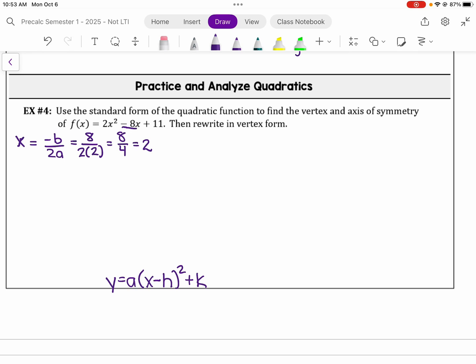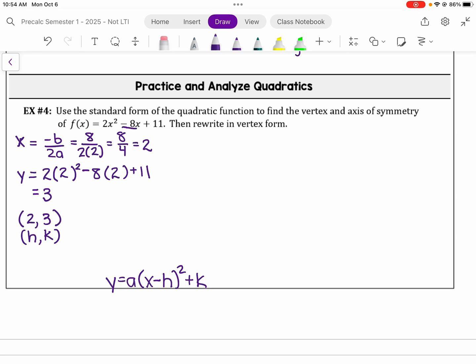All right, and then once I know an x value, I can find the y value by plugging it back in. So I have 2 times x squared minus 8 times x plus 11. But everywhere there's an x, I am subbing in a 2. All right, so that's 4 times 2 is 8, minus 16 is negative 8, plus 11 would be 3. So I get that the vertex is (2, 3). So that is h and k. Wasn't that much nicer than completing the square?